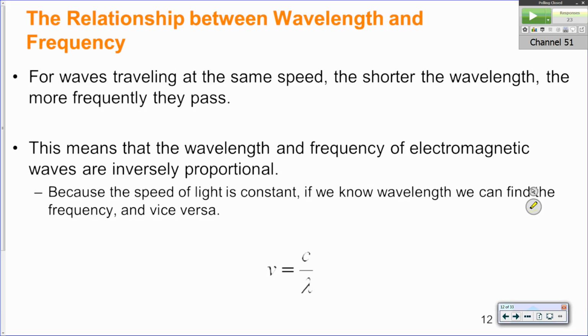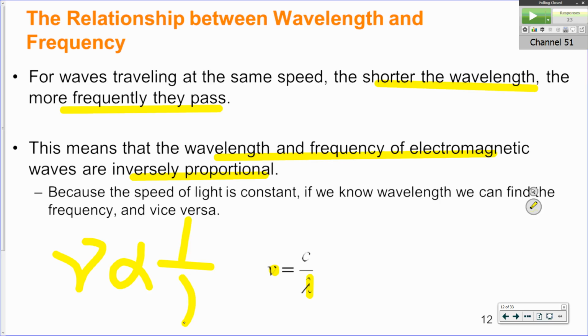Okay, so we have a relationship. Since we know that all waves are traveling at the same speed, the shorter the wave means that the more frequently it's going to pass by a given point. The relationship is inversely proportional. So frequency is inversely proportional to the wavelength, lambda. And the relationship between the two is c, the speed of light, which is a constant. So what that means is if we know the wavelength, we can calculate the frequency or vice versa.